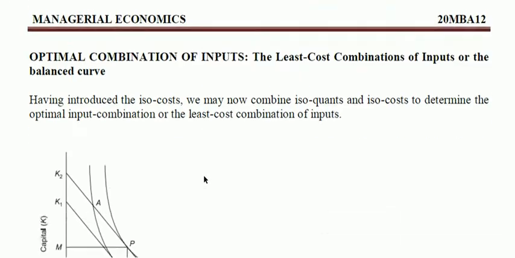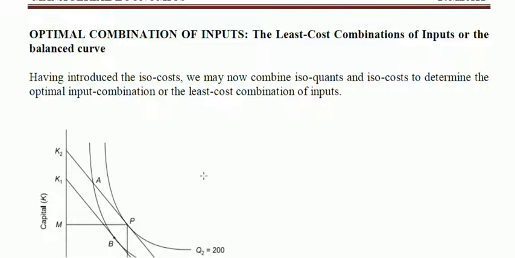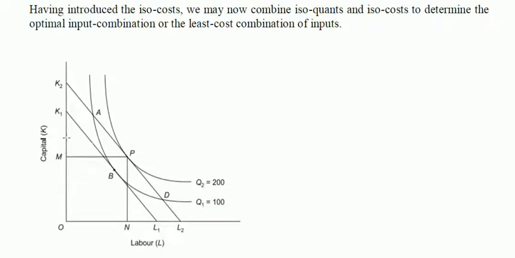Okay, moving on. Optimal combination of inputs, the least cost combination of inputs or balance curve. In this case, we have drawn two iso cost lines, which are K1 L1 and K2 L2.